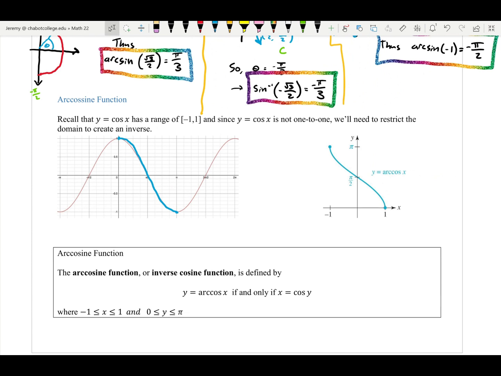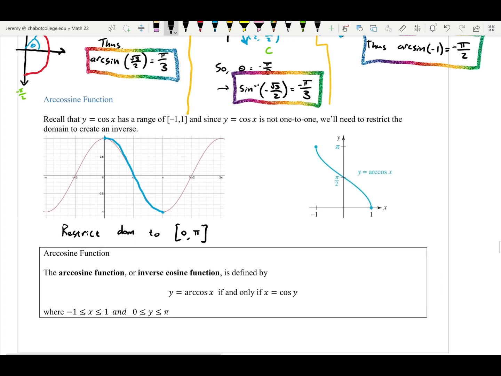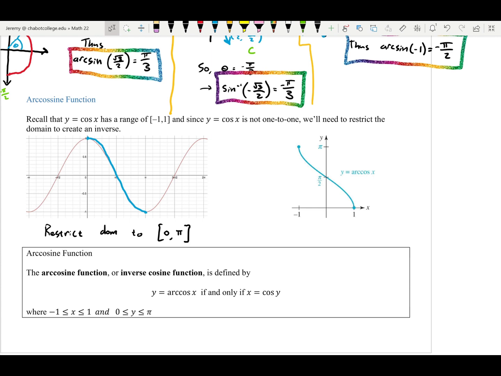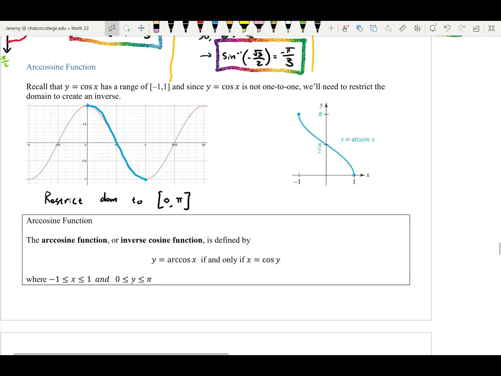Okay, we're going to do that instead. So let's restrict the domain to, this time, 0 to pi. Okay, and once we do that, then we can define an inverse cosine function, and it's going to look like this.